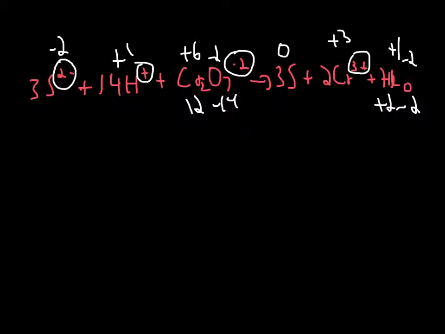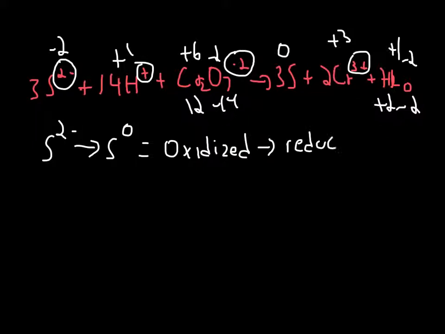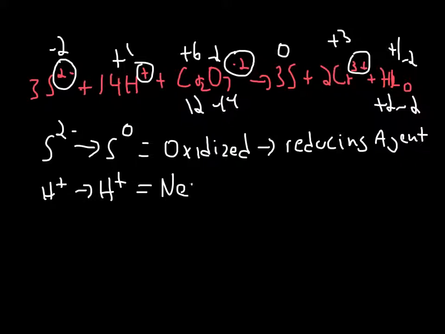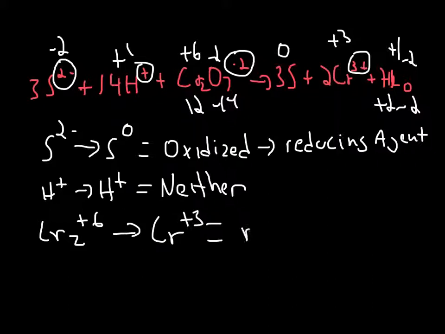So what was oxidized and what was reduced? Let's start off with this. We have S2- to S0. So this was losing electrons, right? So it's being oxidized, so it's the reducing agent. Alright, the next one, H+ equals H+, so nothing. But we have Cr +6 equals Cr +3. So it's gaining electrons, so it gets reduced. So it's the oxidizing agent.